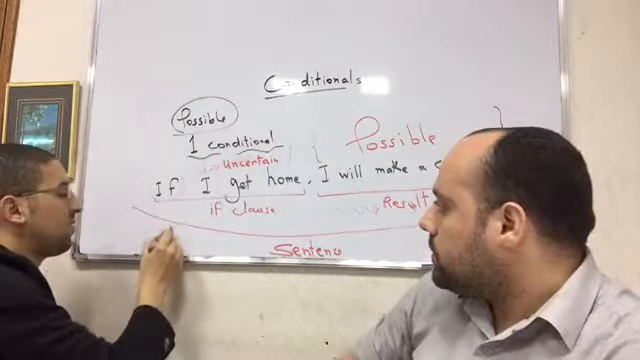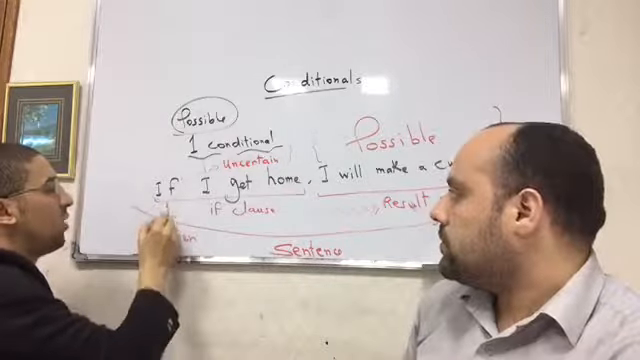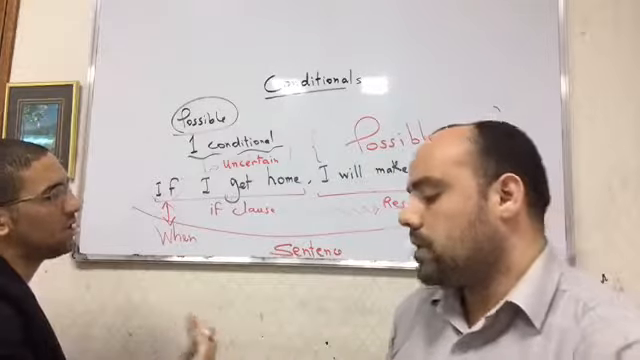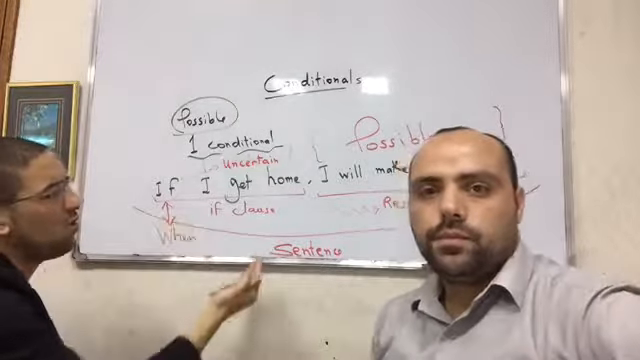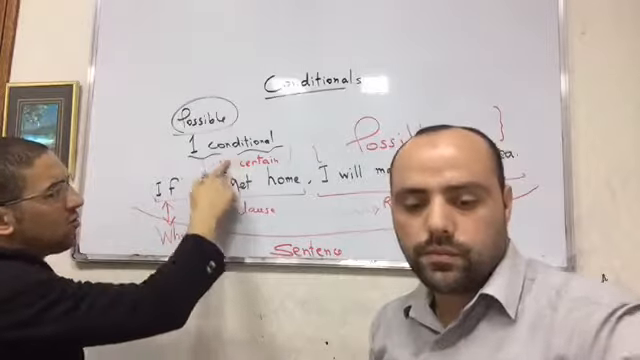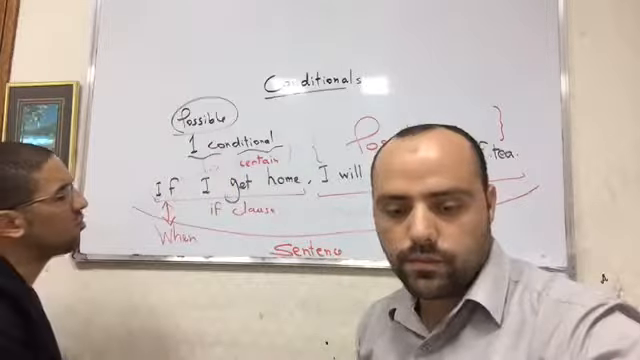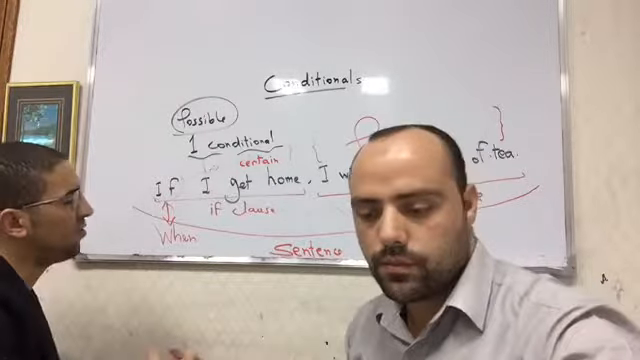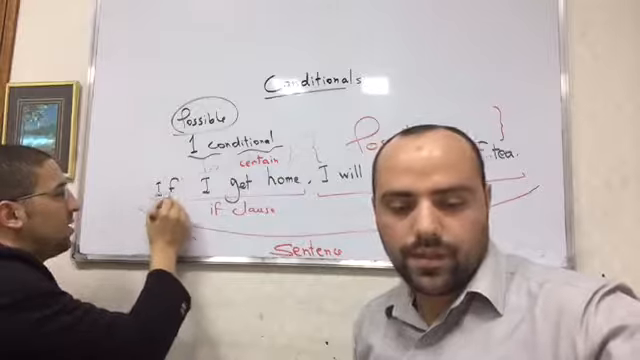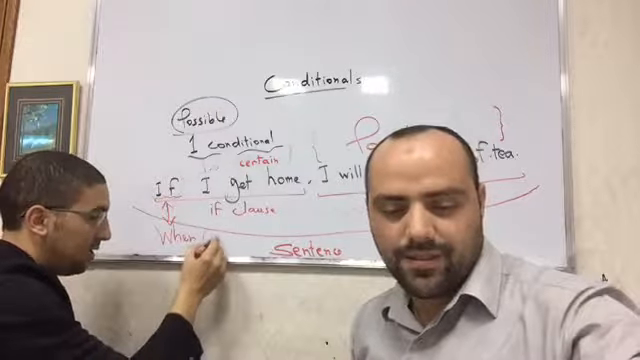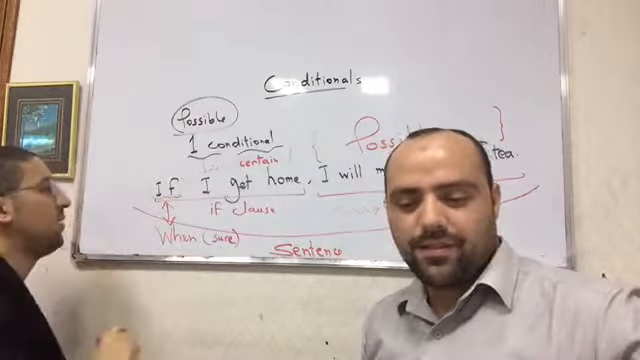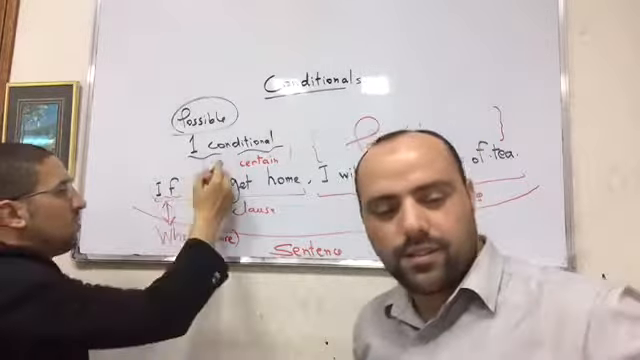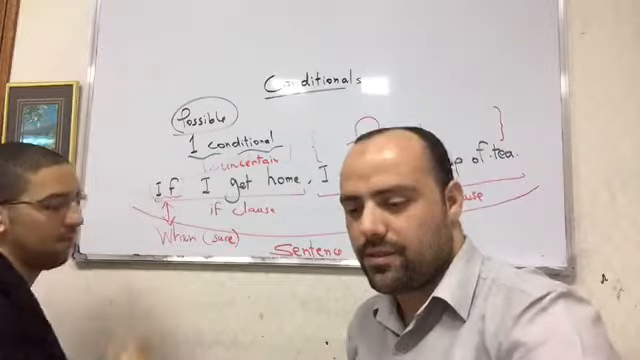Now, the difference between if and when: you can use them interchangeably, but when means that I'm sure, I'm certain. Like when I get home, I'm sure about it, I'm sure that I'll get home. But I'm less sure if I use if. So when here is sure. Okay, let's write it here. And if here is less sure. So this is uncertain, and this is certain.